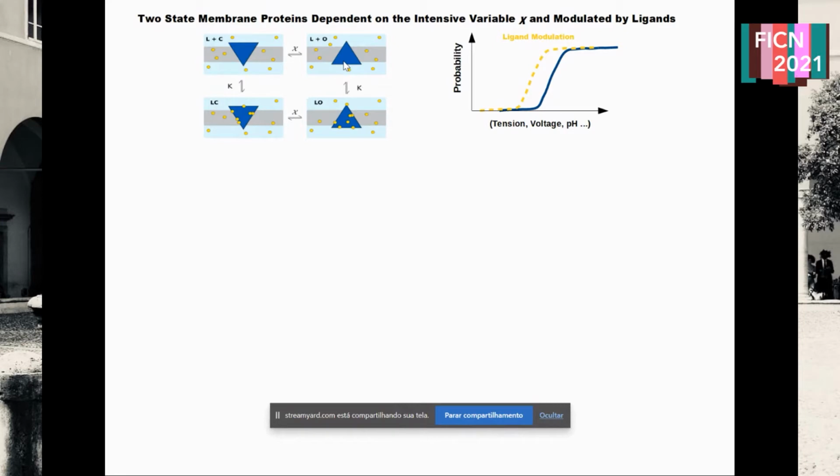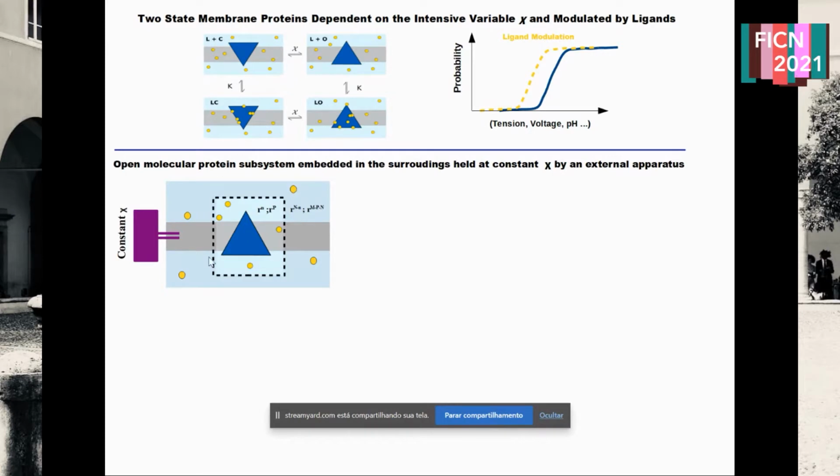First, I would like to solve this cycle very briefly here, and then we apply the cycle in our investigation. By solving that cycle, we start by treating the protein as an open molecular system. The protein is embedded in a large environment, a membrane water environment, as shown here. The protein and the membrane water environment form what is called an extended system, which is coupled to an external device that is used to stimulate the system at a constant value chi.